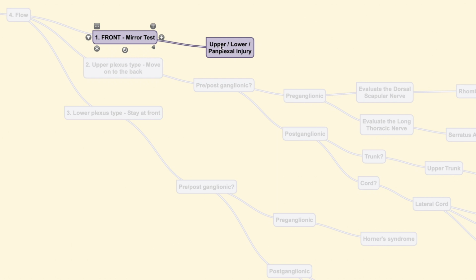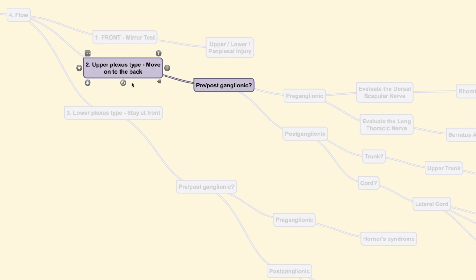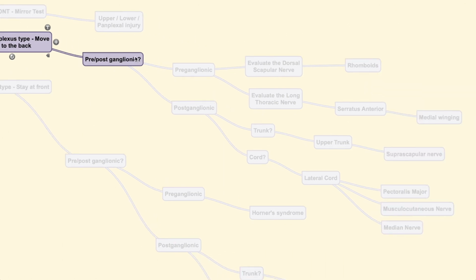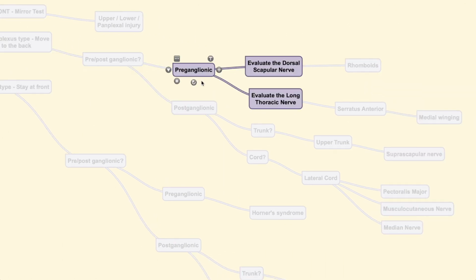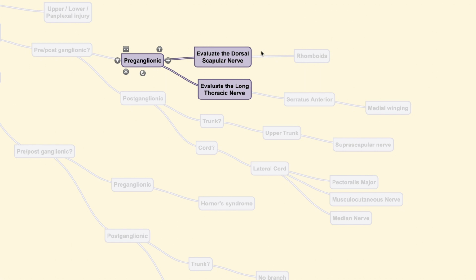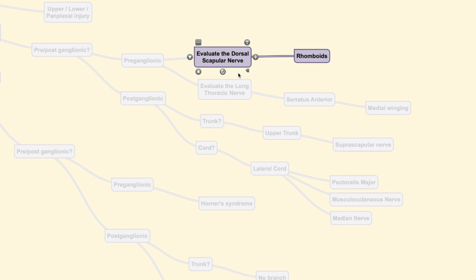Now, if the patient apparently has signs of upper injury, as I've described before, then you move on to the back of the patient. You stand behind the patient. Now, what you do here is you try to identify whether this upper plexus injury is a preganglionic or postganglionic type of lesion. Now, if the lesion is preganglionic in nature, then you need to look at the function of these two nerves. You need to check the rhomboid muscle and evaluate the dorsal scapular nerve.